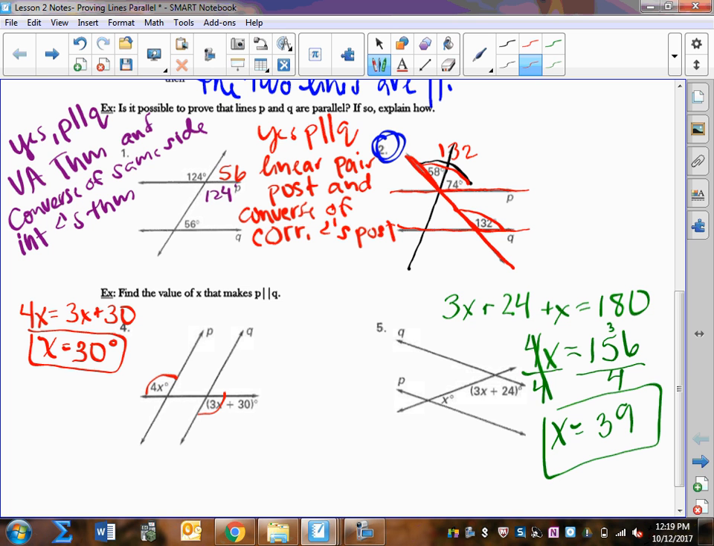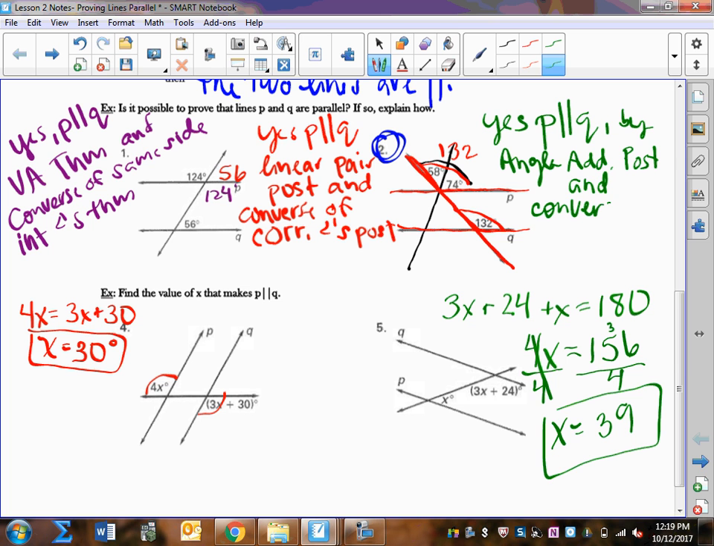Okay. So do we agree that these are parallel or are they not? Yep, I agree. I think they're parallel as well. So yes, P is parallel to Q. And we use angle addition postulate. We can say by angle addition postulate, and then what did we use? Converse of corresponding angles postulate. Yes, it's a long one.